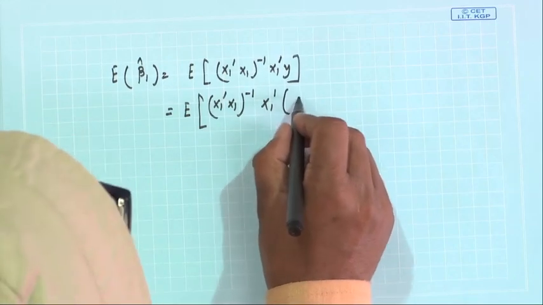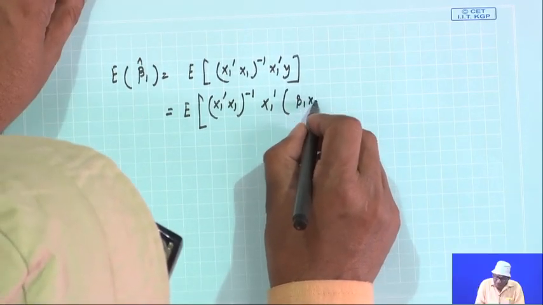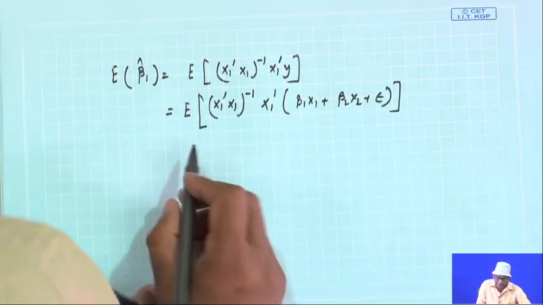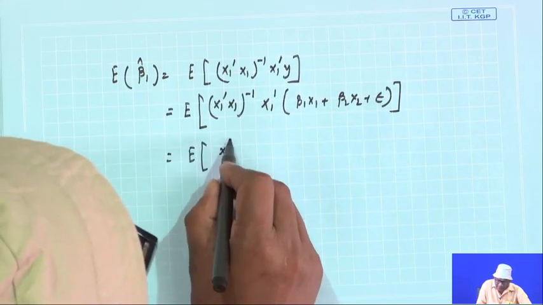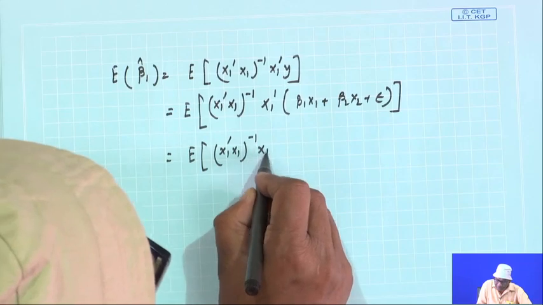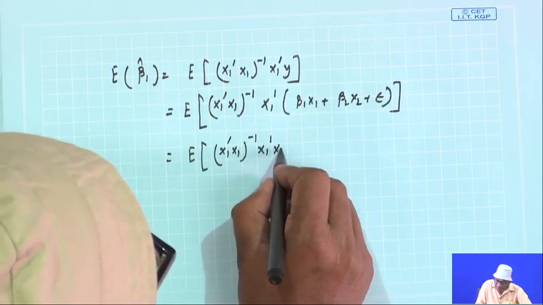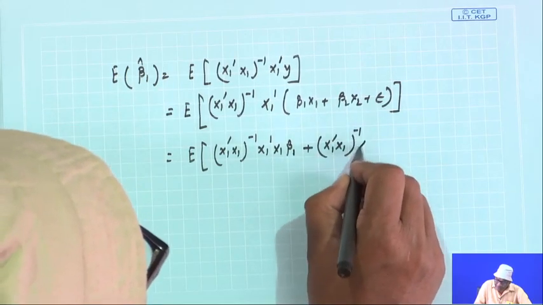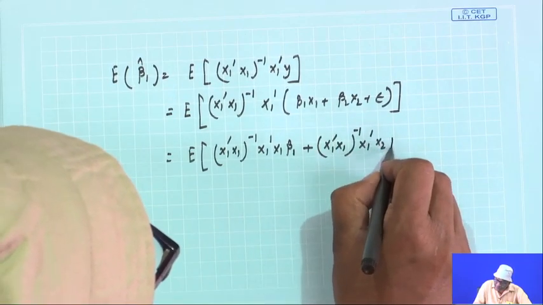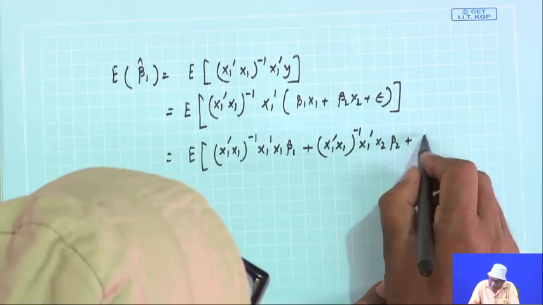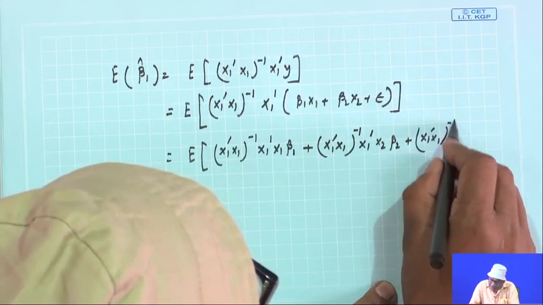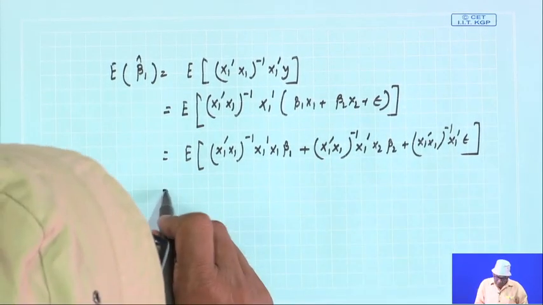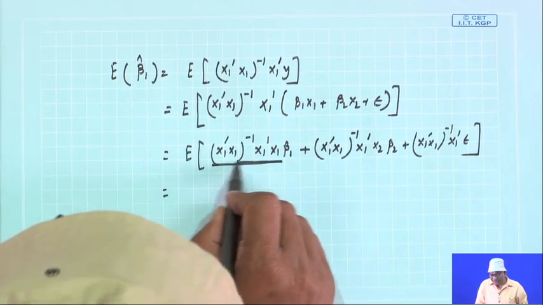So, we write this as y = beta 1 x 1 + beta 2 x 2 + epsilon. Then beta 1 hat will go to (x 1 transpose x 1) inverse x 1 transpose x 1 beta 1, plus (x 1 transpose x 1) inverse x 1 transpose x 2 beta 2, plus (x 1 transpose x 1) inverse x 1 transpose epsilon.